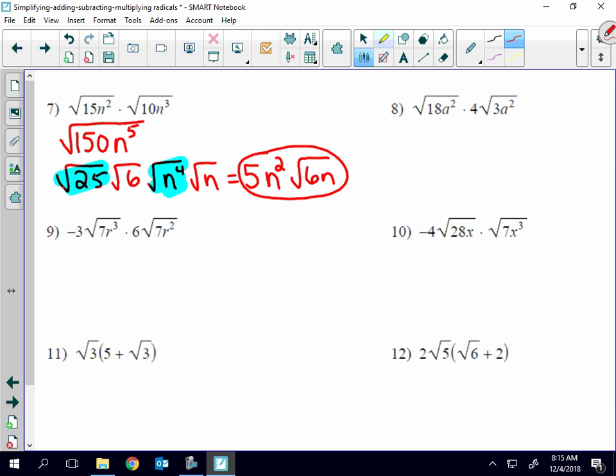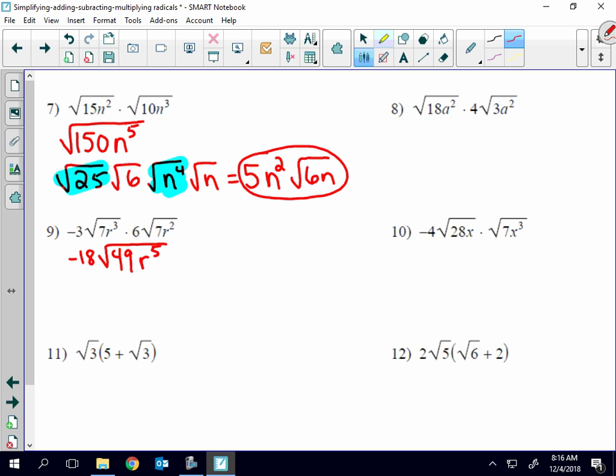Again, always try to pause the video when you can and try to do them on your own, and of course you're going to do the evens on your own anyways. Number 9, negative 3 times 6 is going to be negative 18. Under the radical we have 49, 7 times 7, r to the 6th. Nope, fifth power, sorry, adding the exponents.